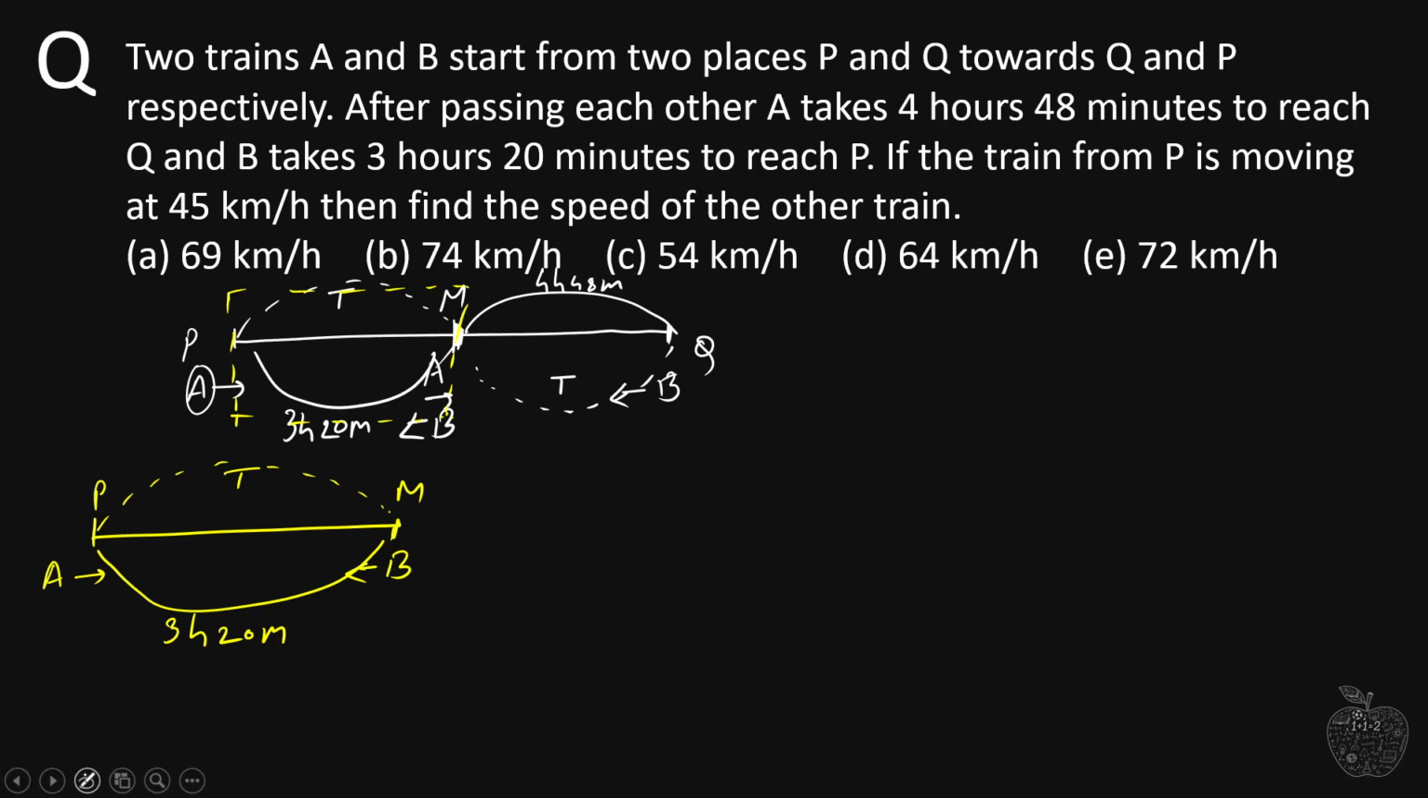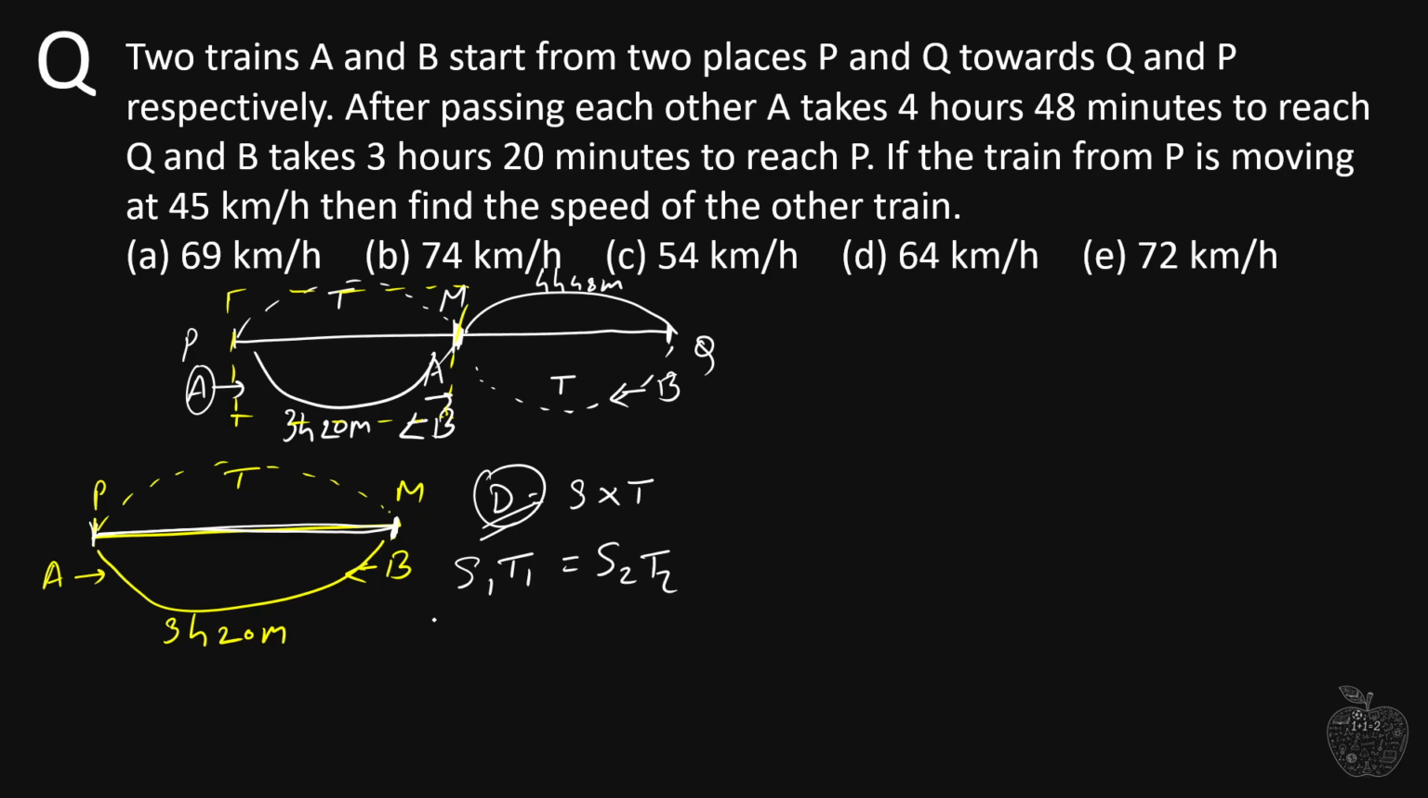Now we know that distance is equal to speed into time. For both the trains here, distance is common, right? B is also traveling the distance of PM and A is also traveling the distance of PM. So D is constant here. From this we can imply that S1 T1 is equal to S2 T2.